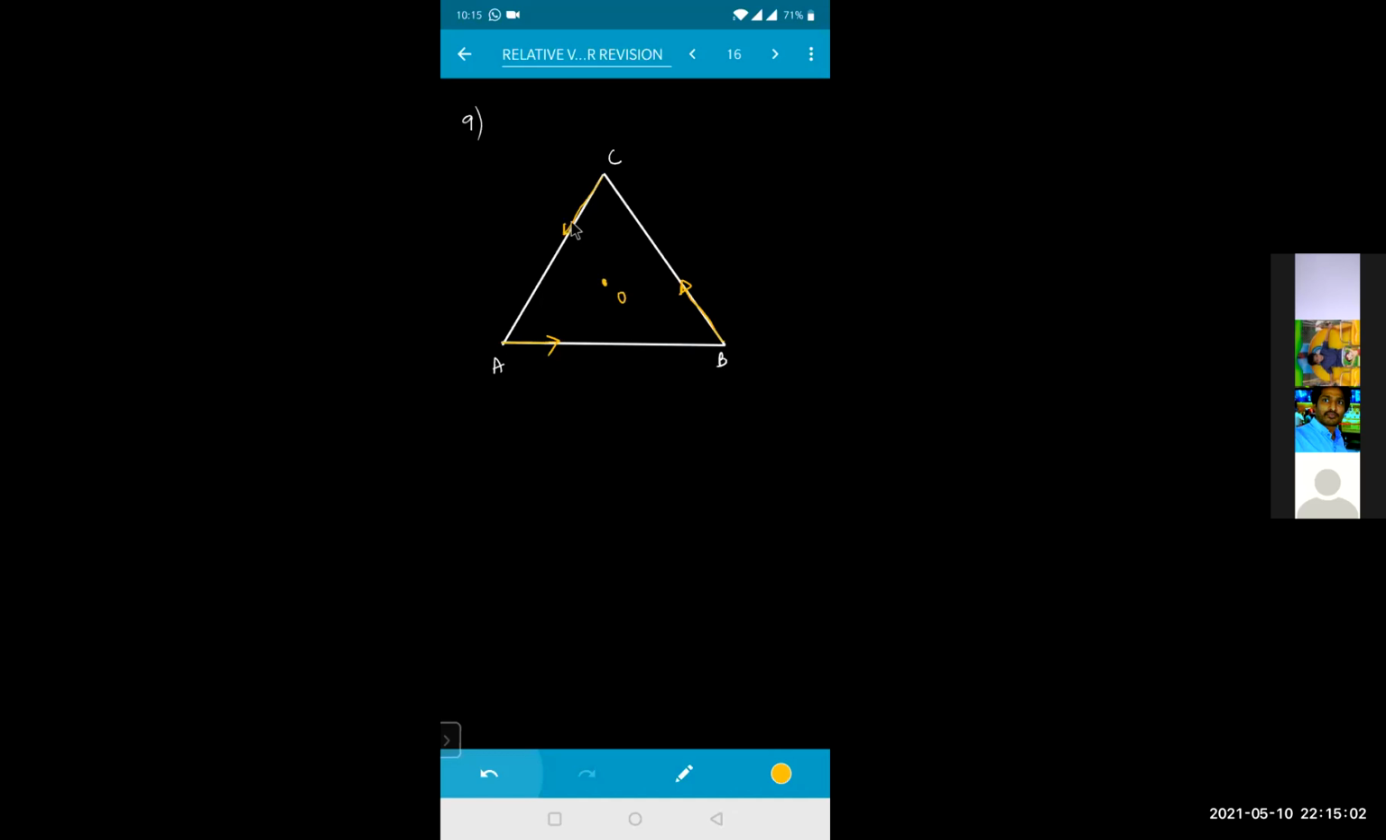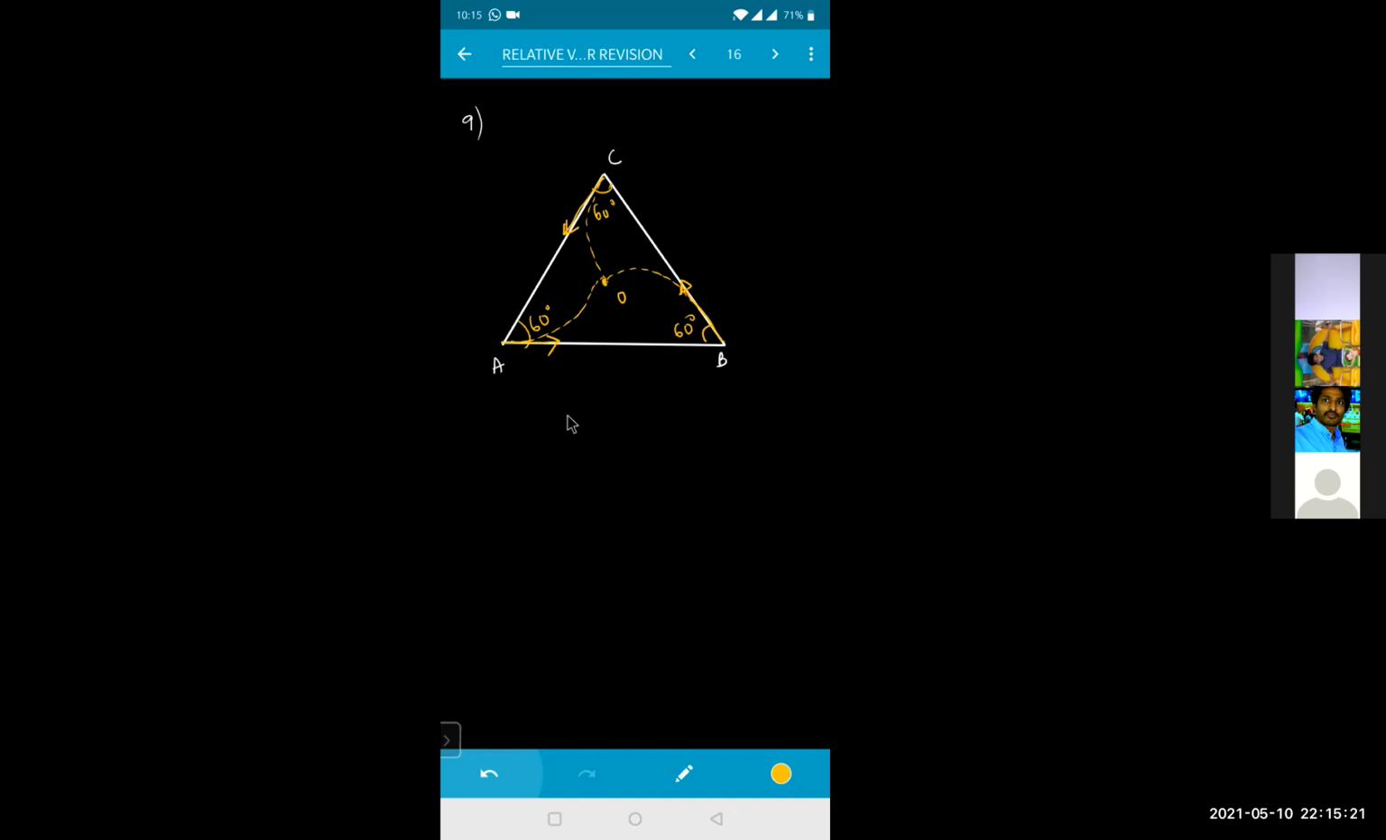That means after a certain interval of time, this one is traveling and meeting at the center. After a certain interval of time, this one is also coming and meeting at the center. And this one is also coming and meeting at point O. In an equilateral triangle, this angle is 60 degrees, this angle is also 60 degrees, and this angle is also 60 degrees.